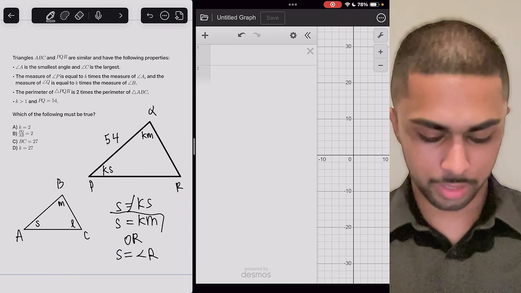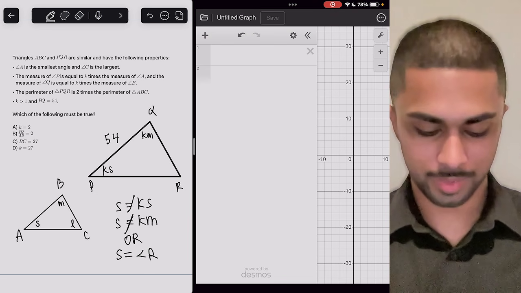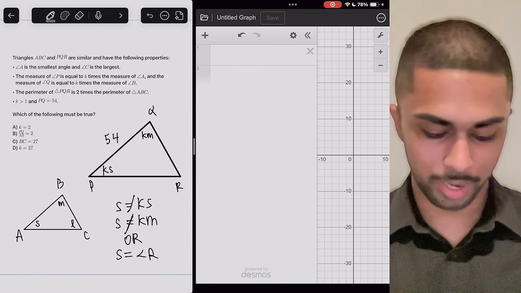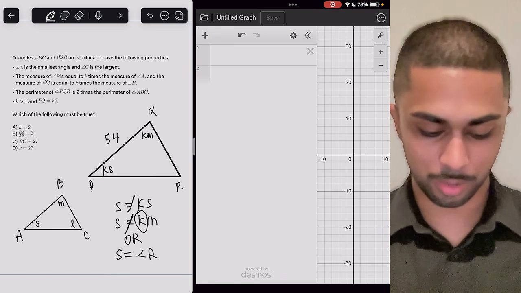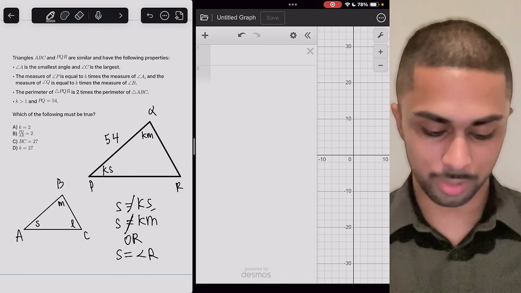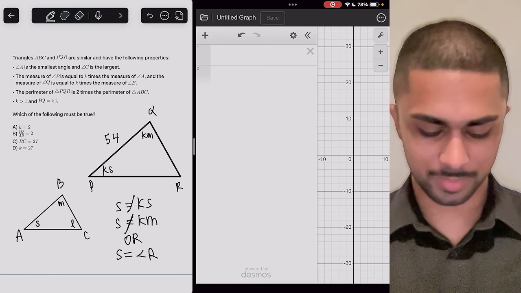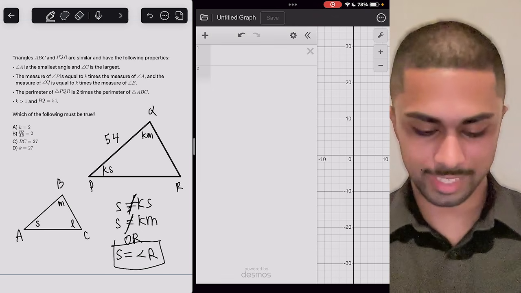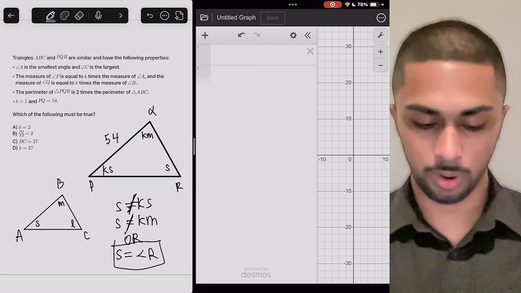The second condition is S is equal to KM. And this can never work as well because M is greater than S. You can't take a number that's greater than some number and multiply it by a number greater than 1 and expect to get a smaller number. You're basically multiplying some number times a bigger number expecting to get a smaller number. It's not going to work. The only condition that can work is that S is equal to angle R.